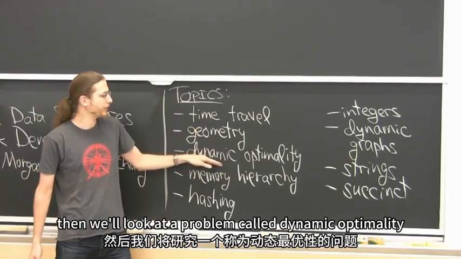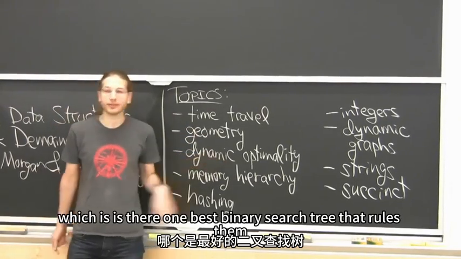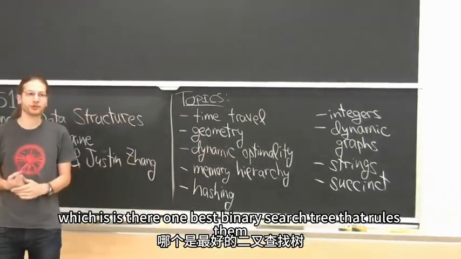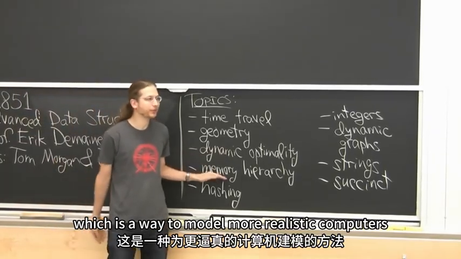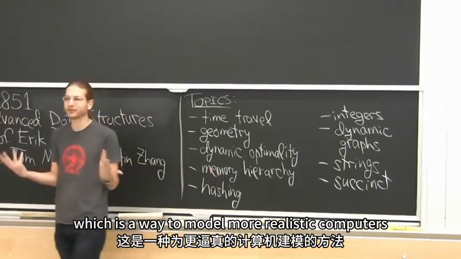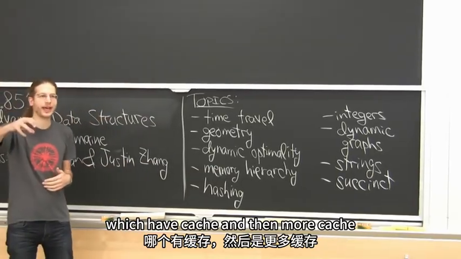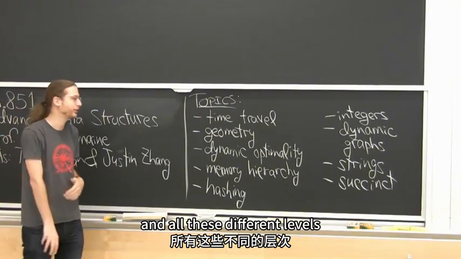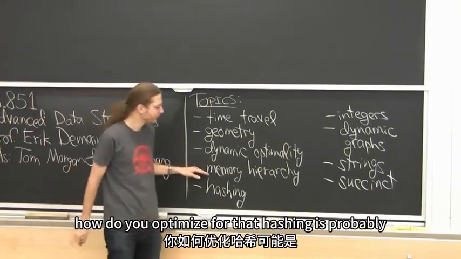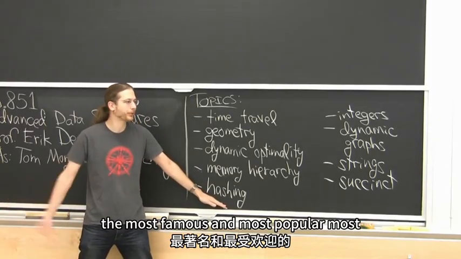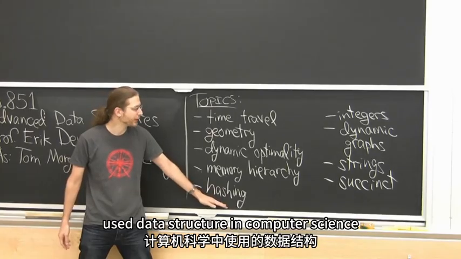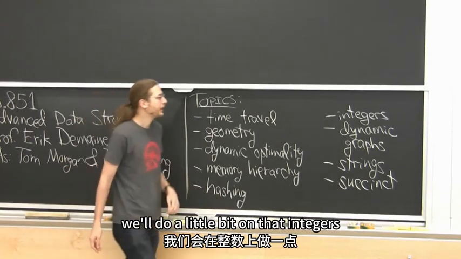Then we'll look at a problem called dynamic optimality, which asks: is there one best binary search tree that rules them all? Then we'll look at something called memory hierarchy, which is a way to model more realistic computers, which have cache and then more cache and then main memory and then disk and all these different levels. How do you optimize for that? Hashing is probably the most famous and most popular, most used data structure in computer science. We'll do a little bit on that.